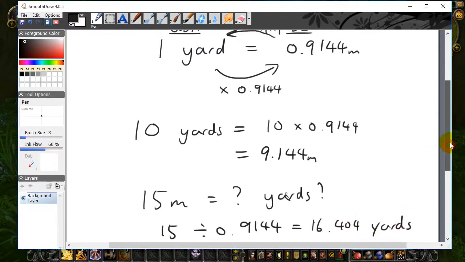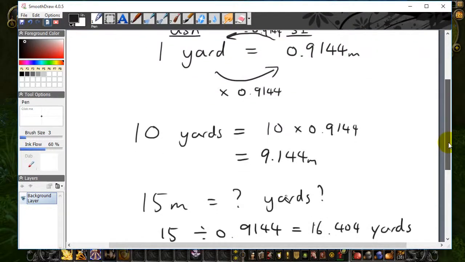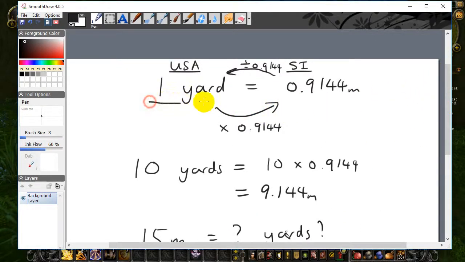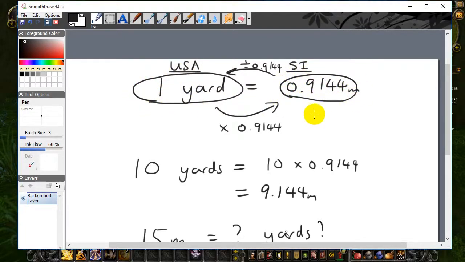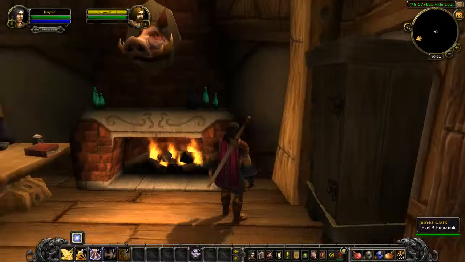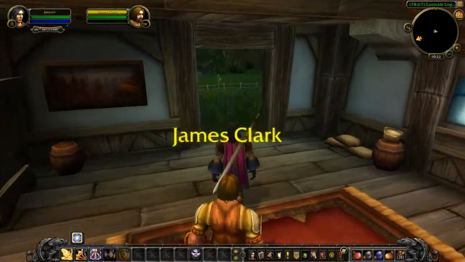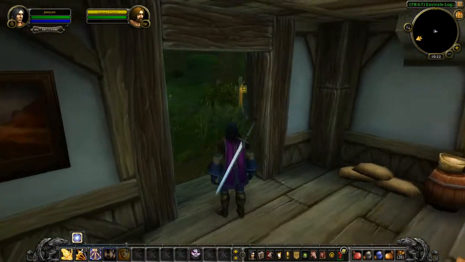So I guess in World of Warcraft they have chosen yards because it is closer to one single step. Because 1 yard is 0.9144 meters, which is pretty much how long it is if you take one step forward. So that's pretty much all we're doing today, just converting the units of measure.